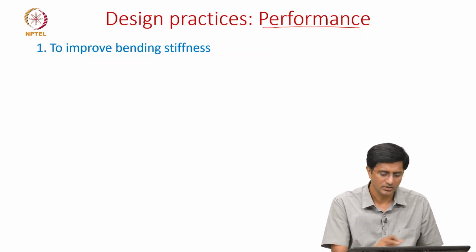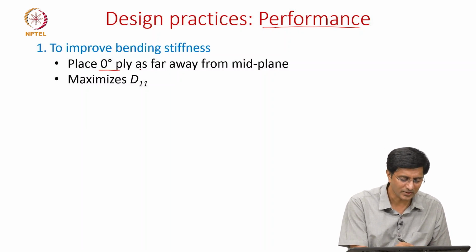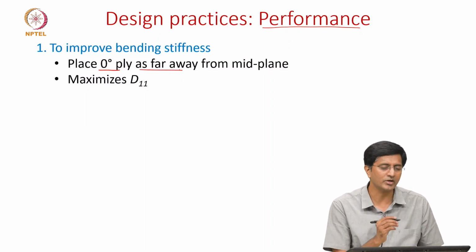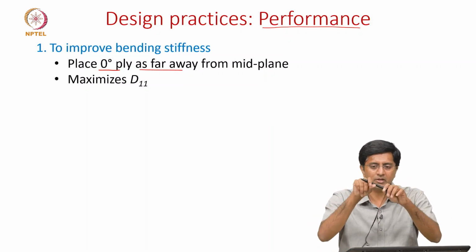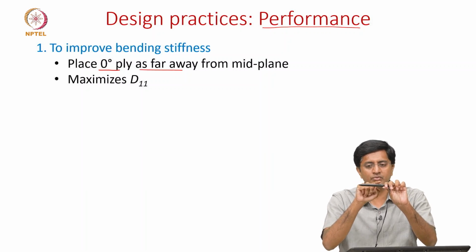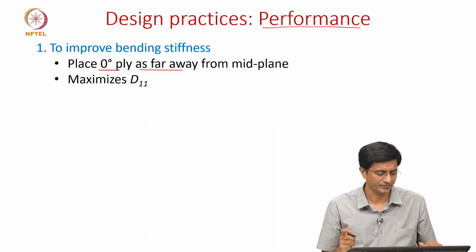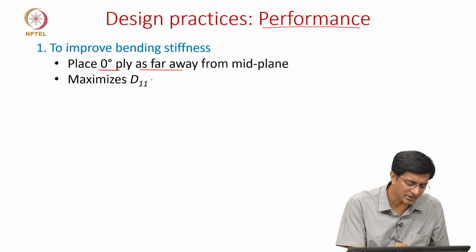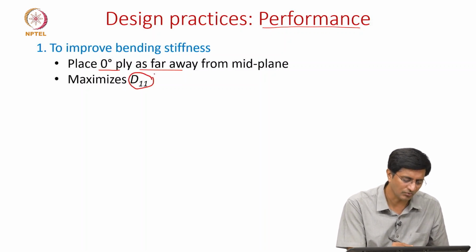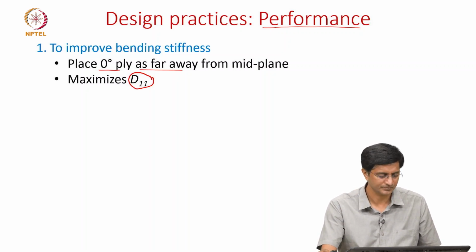Similarly here, how do we do that? We place the 0 degree ply as far away from the mid plane as possible. Why are we focusing on the 0 degree ply? Because when we bend this, the top layer will have the maximum stress. So if we have a 0 degree ply on the top layer, because we know the 0 degree has higher stiffness along the x-axis, it can take most of the loads. And effectively what it does is it maximizes this D11 value, which is a component of the bending stiffness matrix.